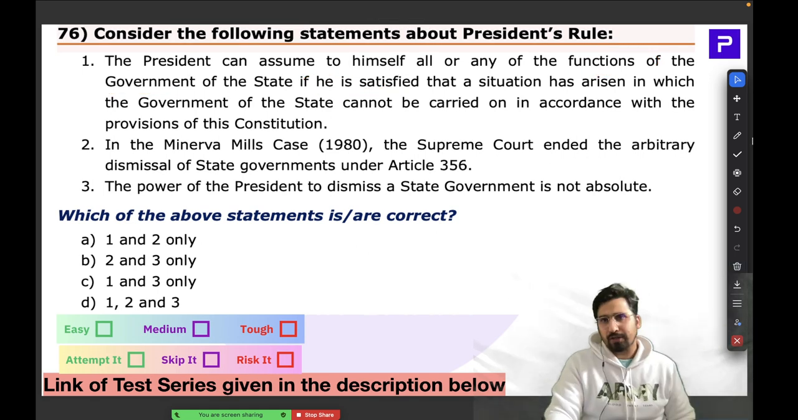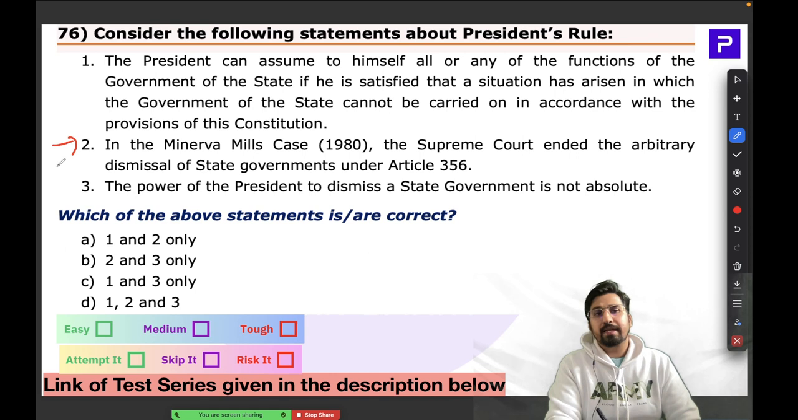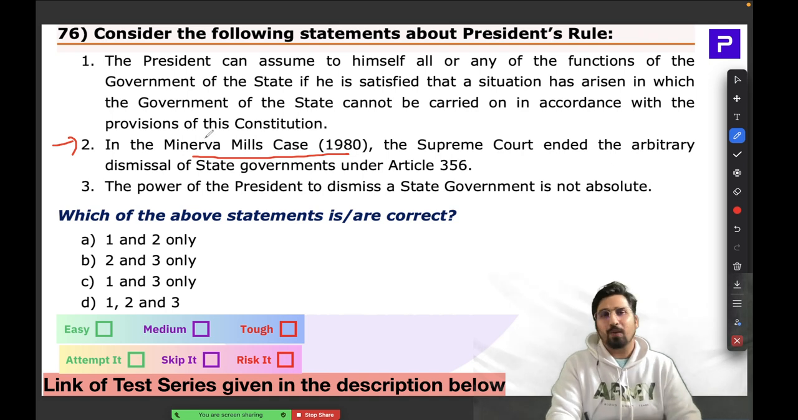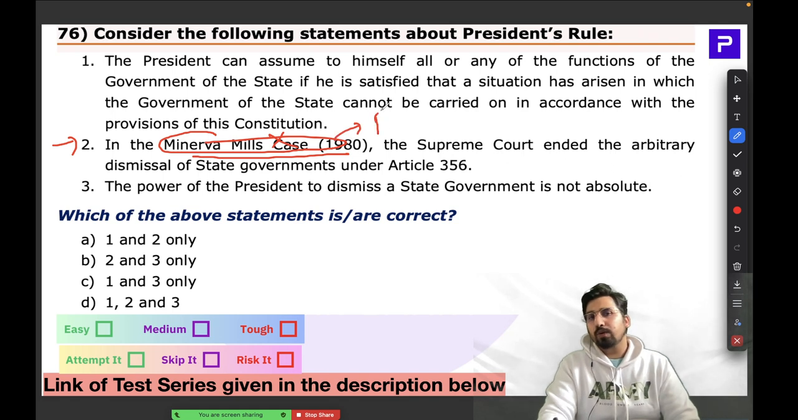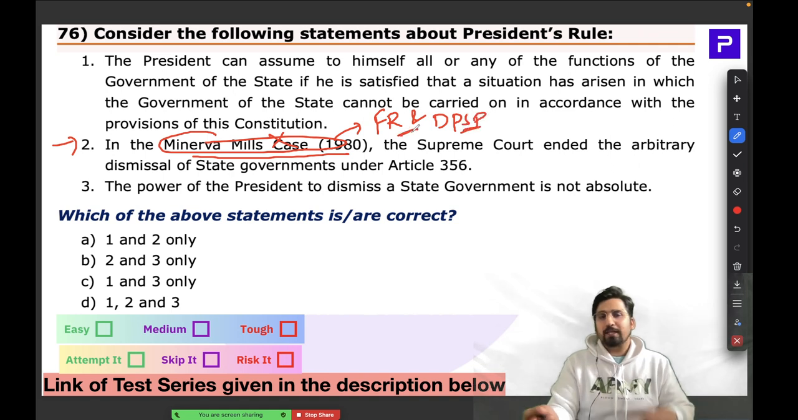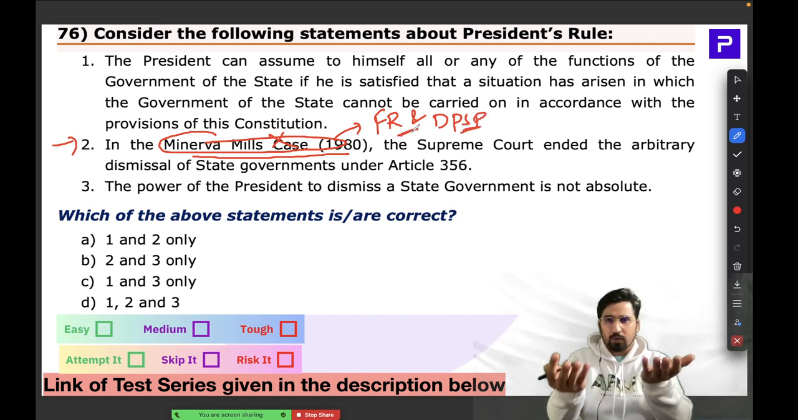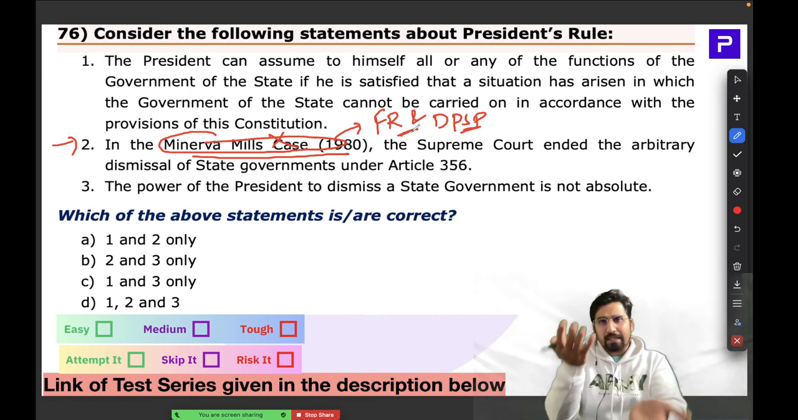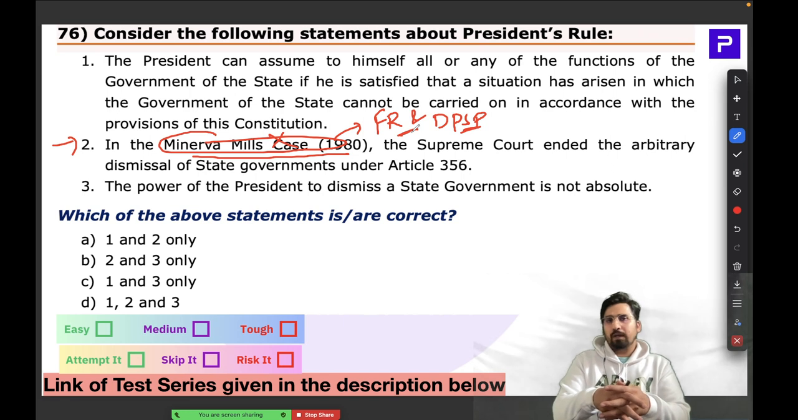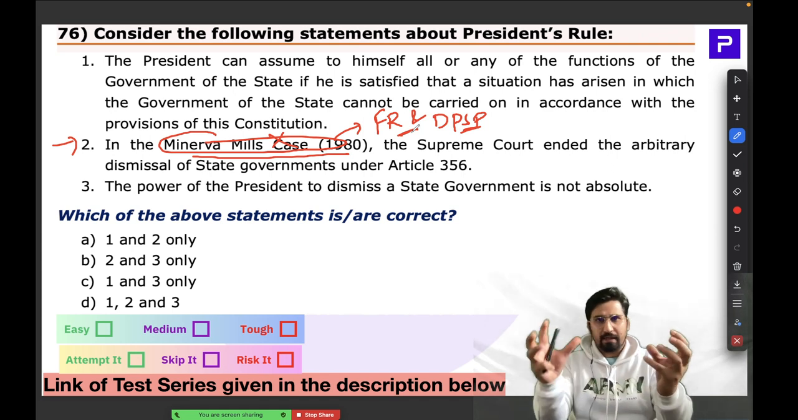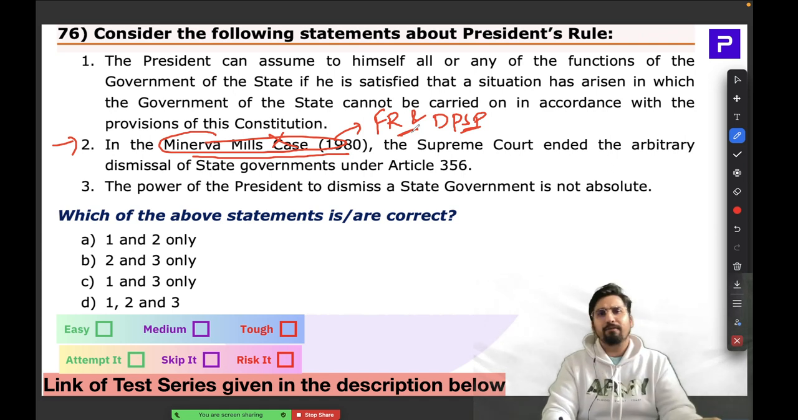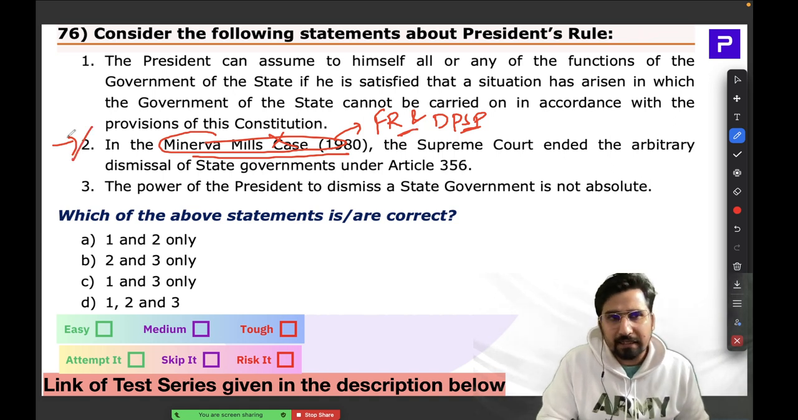Now, if you look at the question, it has a problem with the second statement. It says it is the Minerva Mill case that ended president rule arbitrariness. No. It is the SR Bommai case, not the Minerva. Minerva Mill case relates to the balancing of fundamental rights and DPSPs. Fundamental rights and DPSPs are the two wheels of the same cart. The balance, the foundation, the bedrock of the entire constitution is based on these two. Equal importance was given to fundamental rights and the DPSPs. Minerva Mill case does not have anything to do with president rule, guys. So clearly this statement is wrong.